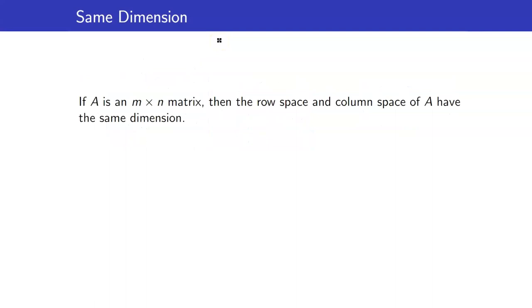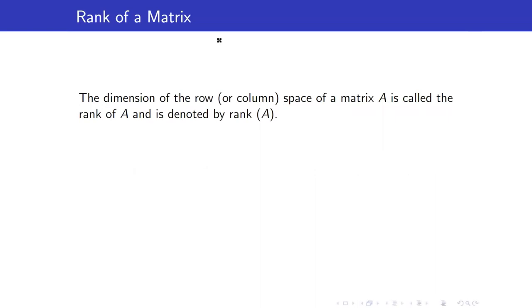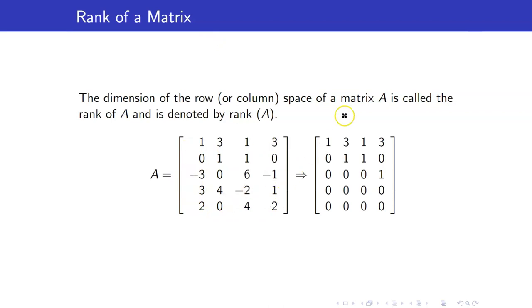We can generalize that in a theorem. If A is an m by n matrix, the row space and the column space of A have the same dimension. Since the dimension of the row space and column space of a matrix are the same, we now call it the rank of A, and it's denoted by rank A. So again here, if this is our A, our pivots are here, here, and here. So therefore, the rank of A is equal to 3.